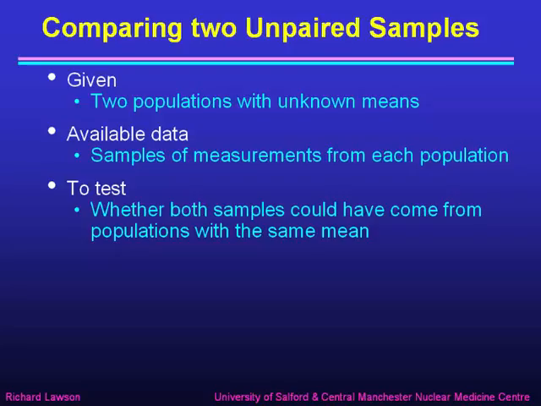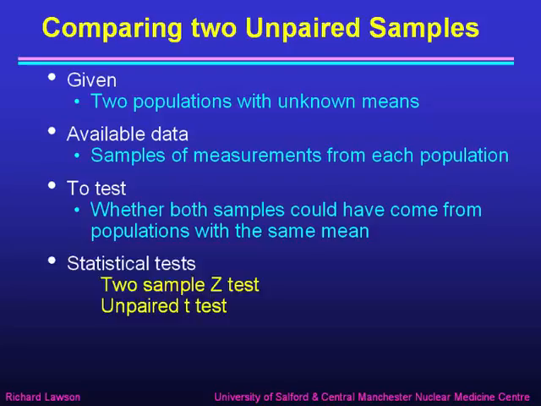When comparing 2 unpaired samples, we're given 2 populations with unknown means, and the data we have available is a sample of measurements from each population, but we don't have any particular pairing like we did with the paired t-test. What we want to do is to test whether both samples could have come from populations with the same mean. The statistical tests available are the 2-sample z-test and the unpaired t-test, and we'll look at each of those.